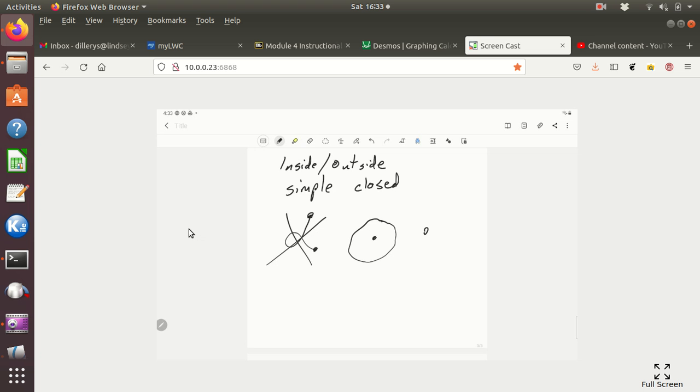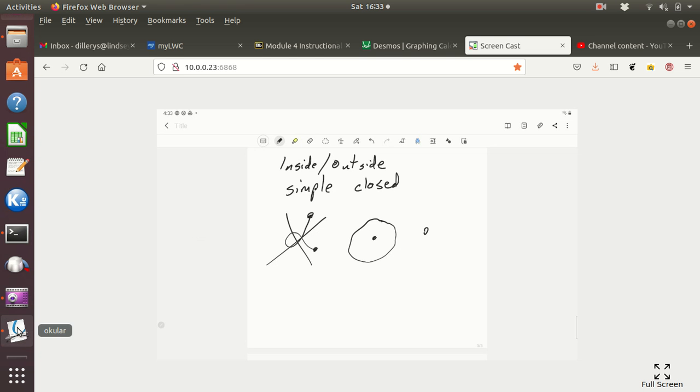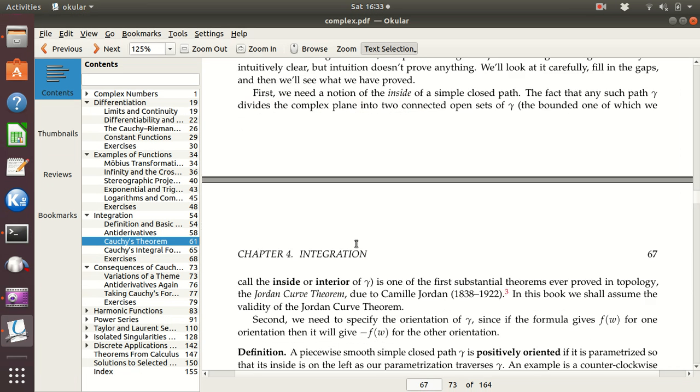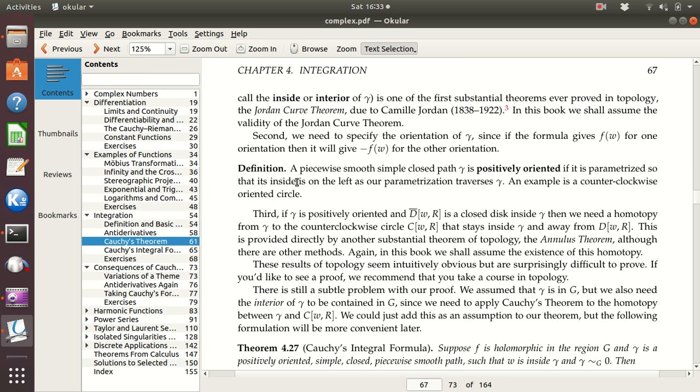Now, that has to do with orientation. So let's go look at their definition. A piecewise smooth, simple closed path is positively oriented if it is parametrized so that its inside is on the left as our parameterization traverses gamma. An example is a counterclockwise oriented circle.